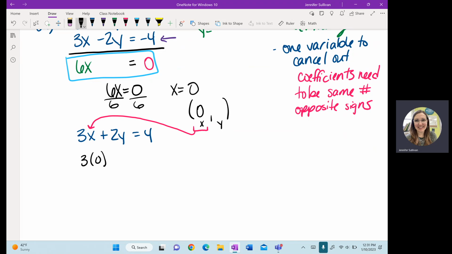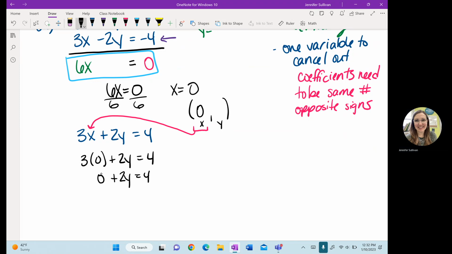So the x comes out, the 0 goes in, and the rest of my equation is going to stay the same. Then I can solve for y. So 3 times 0 is 0 plus 2y equals 4. Well, I don't really need that 0 at the beginning, so I'm just going to write 2y equals 4, and then I'll divide by 2 to get the y all by itself.